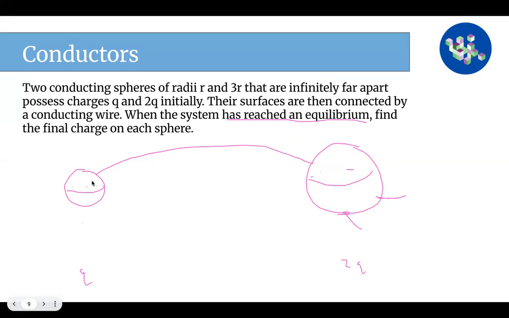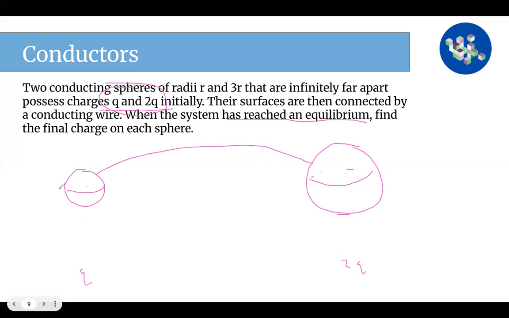Because they're connected by a wire, charge can freely flow between the two spheres, and also there's no loss of charge. So when the system reaches an equilibrium, I'll still have a total charge of 3Q for the system. It's going to be a really important fact that we're going to use when we're trying to solve for the charges on each of the spheres.